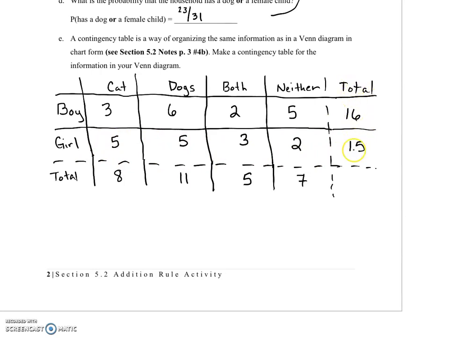Now, if we add the total column and we add the total row, we should end up with the same thing both times, which is 31, and you can check that in the calculator. And note, down in this bottom right corner, that is our sample size N.